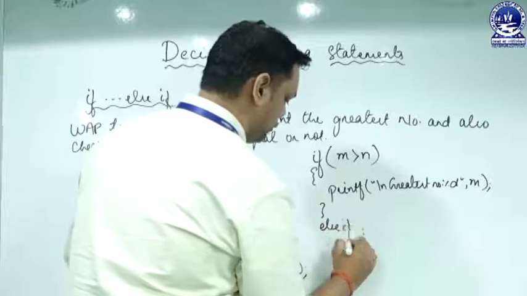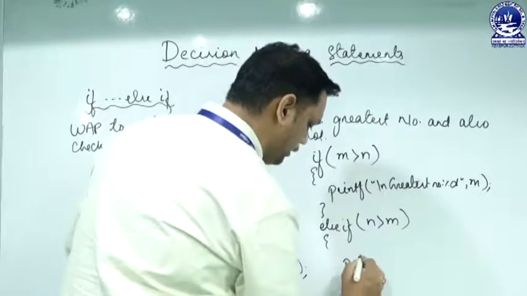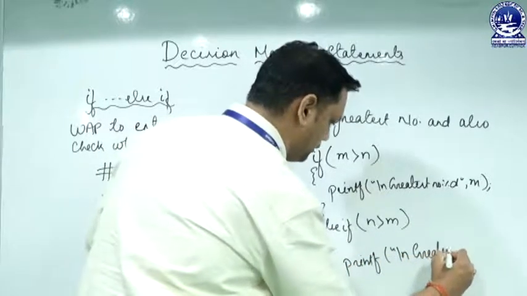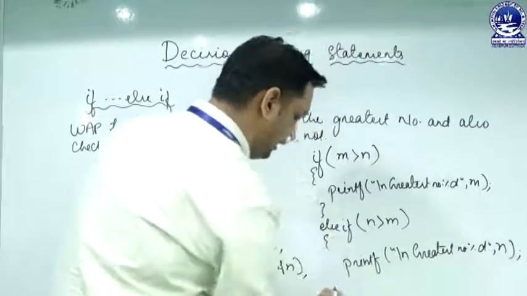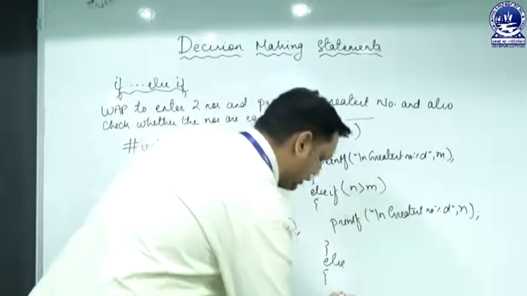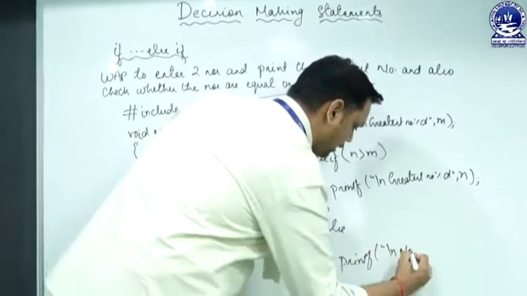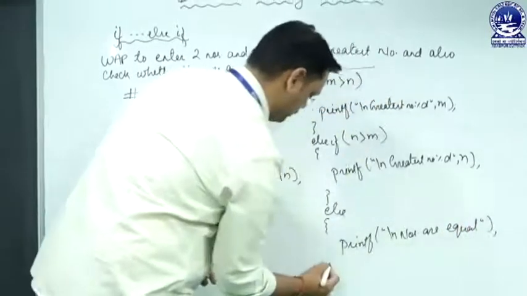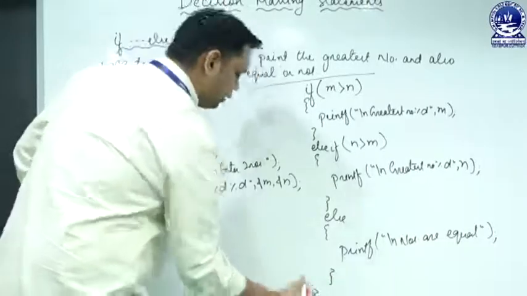Else if n is greater than m, then printf "greatest number %d", n. And if there is no greater number between m and n, then it will come to the else part, and we will write printf "numbers are equal". This is the end of the else statement, and this is the end of the main function.